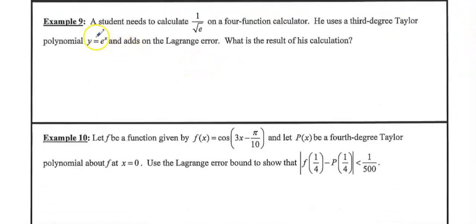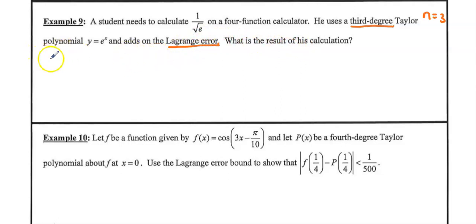Okay, so we're going to go ahead and talk about number 9 now. It says a student needs to calculate 1 over the square root of e on a 4-function calculator. He uses a third degree Taylor polynomial, so just like the previous example, we know that n is going to be equal to 3, for y equals e to the x, and adds on the Lagrange error. So this question is a two-parter. The first one is we have to find the Lagrange error. We also need to figure out what the value for the Taylor series is going to give us, and then we can add those two things up, and that will give us the result that we need.